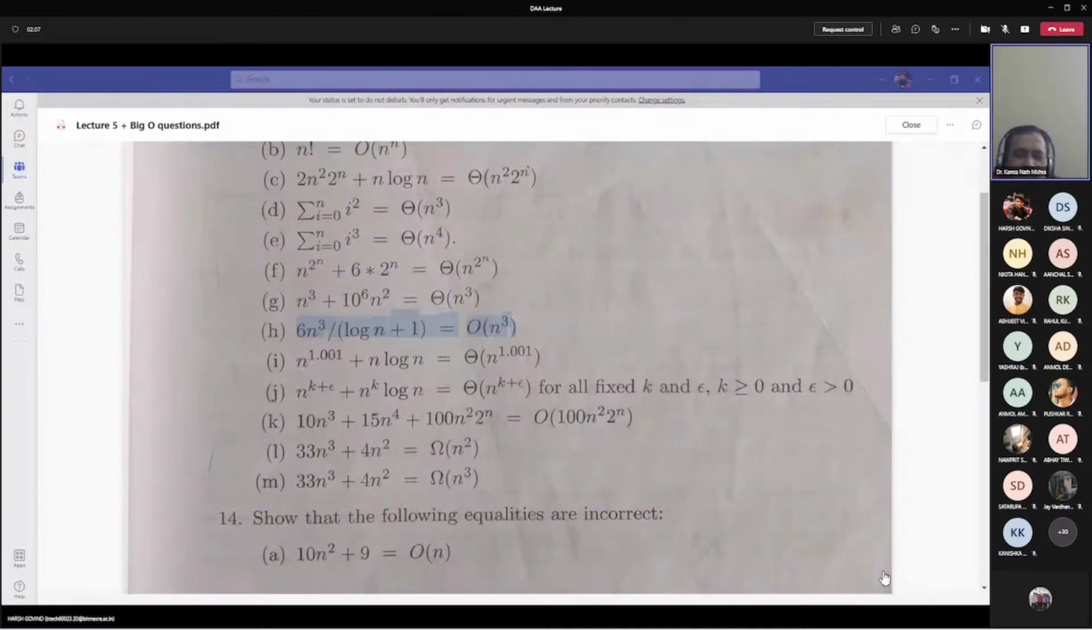Or take n equals to 4. If n equals to 4, then F1 will be 6 into 4 to the power 3. Sorry, n is 4, so 4 to the power 3 means 64, and 6 times that is 384. So F1 is 384. And what is F2?